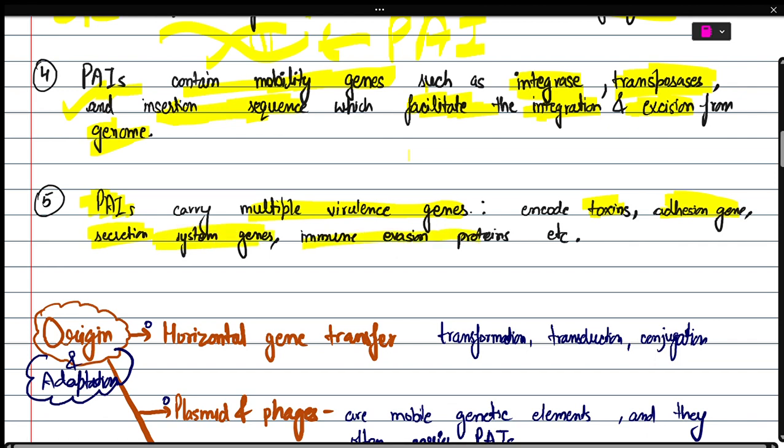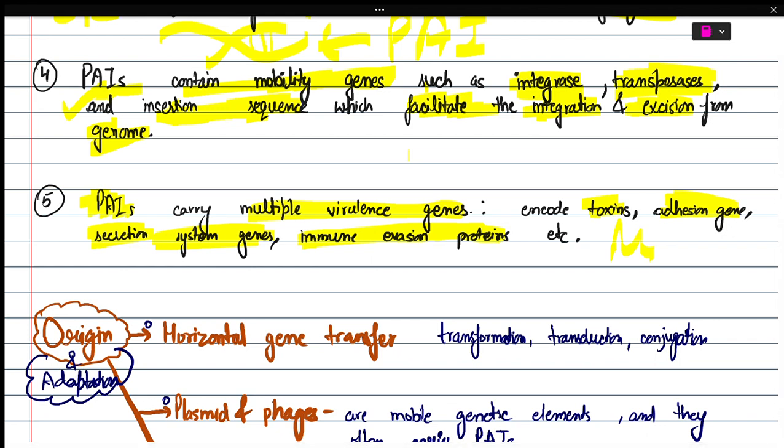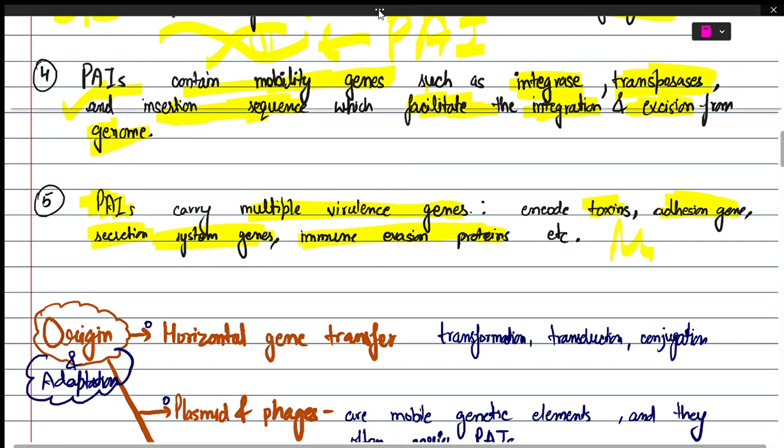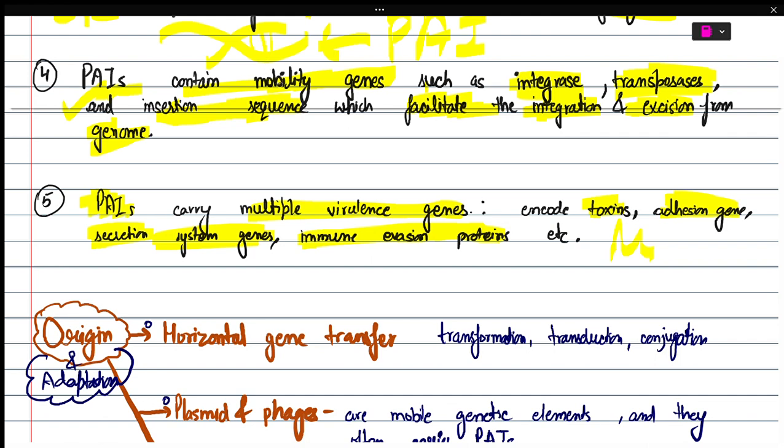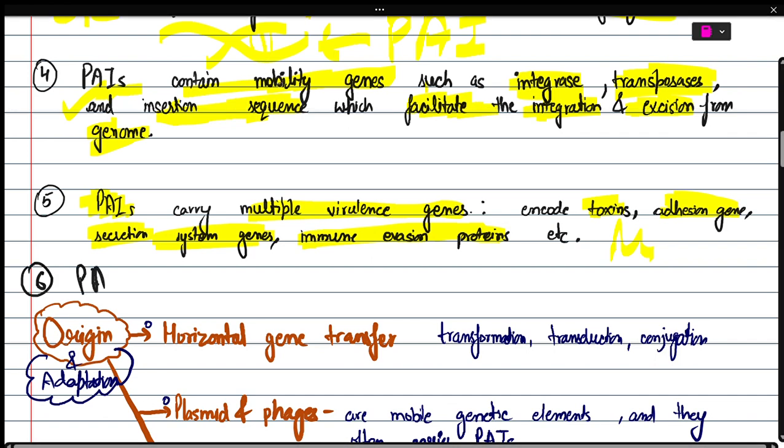Then immune evasion proteins, as I have given you the example of macrophages. Okay, it is also there. Also, apart from this fifth point, you should also remember the sixth point: PAIs have repeated nucleotides. NTD means nucleotides.